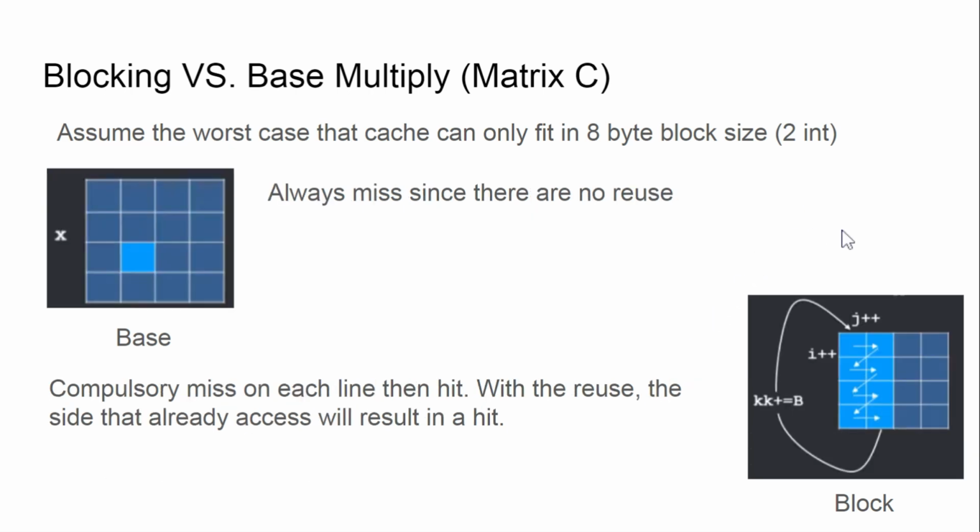Now for matrix C, for the base case, because we move one block at a time and there's no loop anywhere, it will always miss because there's no reuse of the position. But for blocking, there will be a compulsory miss on each line, and then it will hit. And when there's reuse, the data that was already accessed will result in a hit because it's already in the cache.